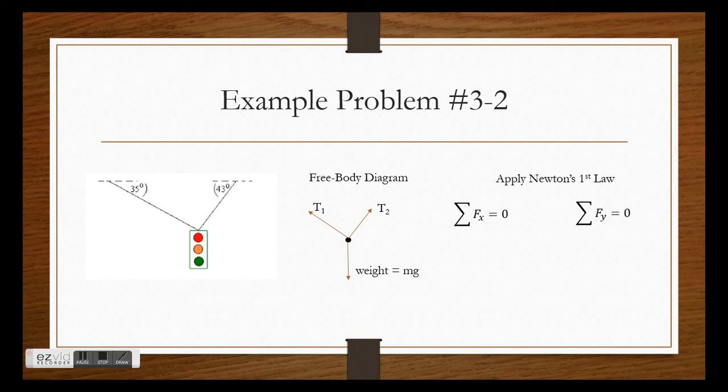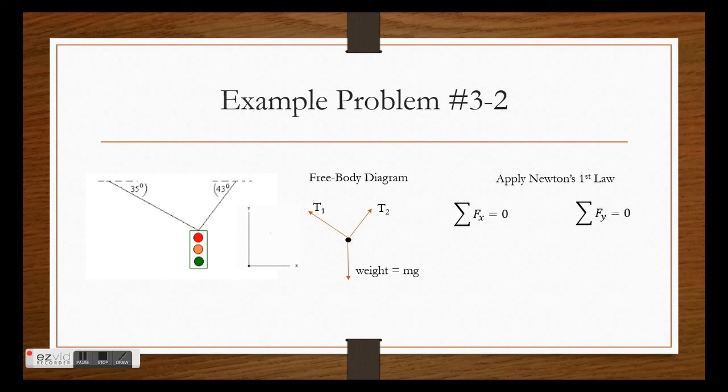Now, I'm going to pick positive x to be the right and positive y to be up. I could technically choose any xy axis I want. It doesn't really matter as long as x and y are perpendicular to one another. In this problem, I just think it makes sense to go with your normal xy axis.